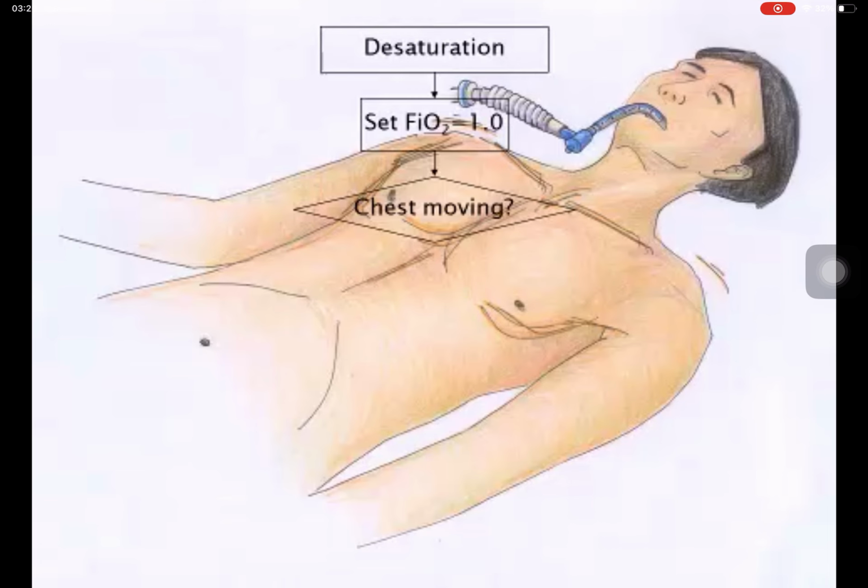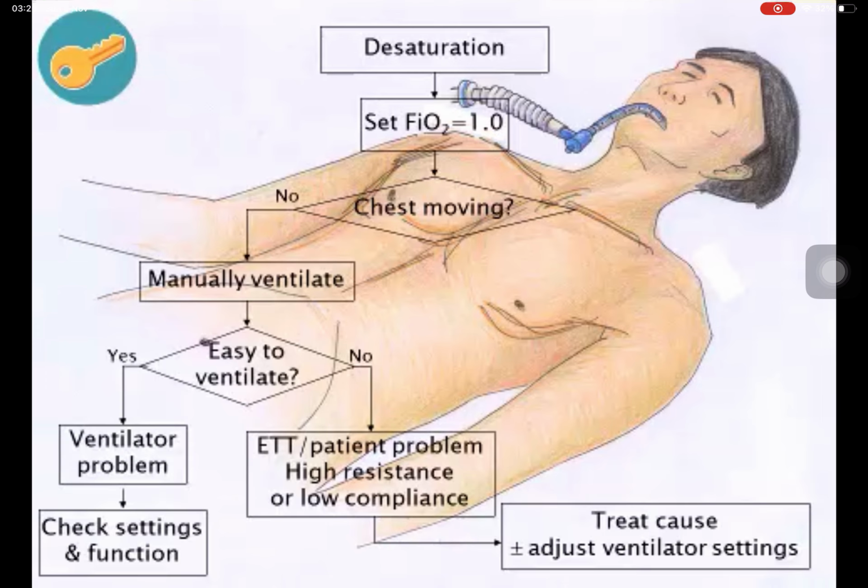If a patient desaturates while on a mechanical ventilator, it is important to consider both patient causes and equipment causes. Increase the inspired oxygen concentration to 100% and quickly check the patient's chest is still moving before going on to a more detailed examination. If the chest is not moving, it may be a problem with the ventilator, but this is unusual. In this situation, the patient will be easy to ventilate manually.